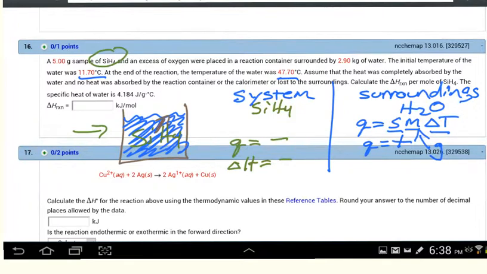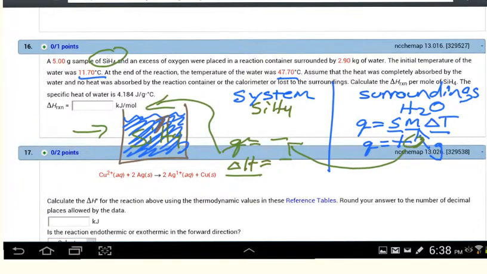Once you know the Q of the water and you have that value, then it's simply a matter of it being the same value for Q of the reaction, and we know that for reactions we actually call Q delta H. So we should have the answer.